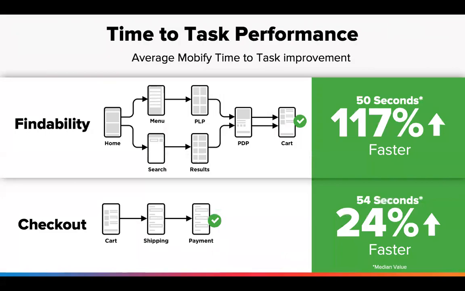And so what we found is, as we roll out progressive web apps, we can deeply improve the time to complete certain tasks, such as findability, by up to 170%, and for completing checkout, anywhere from 24% faster than a non-PWA site. So the best way to show this off is usually a side-to-side comparison.